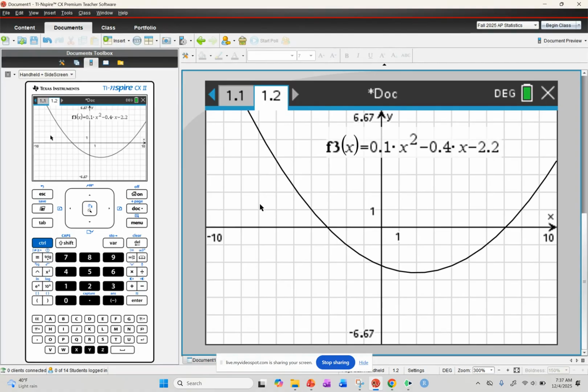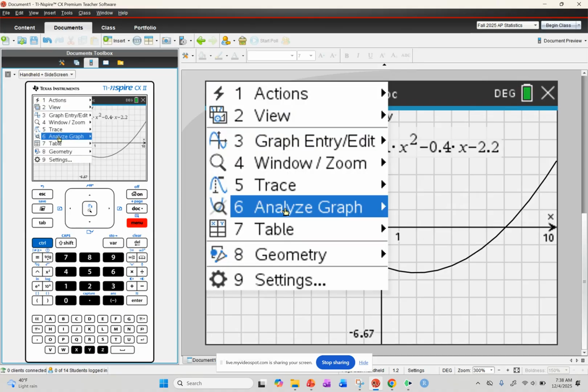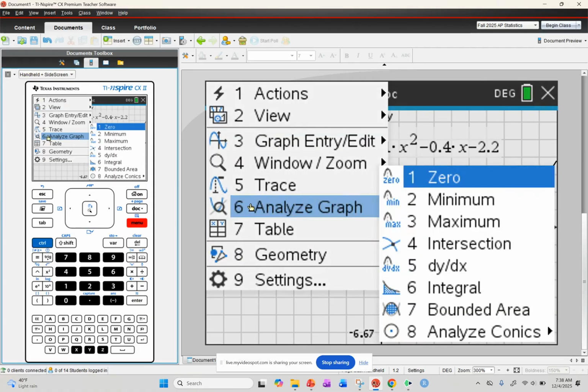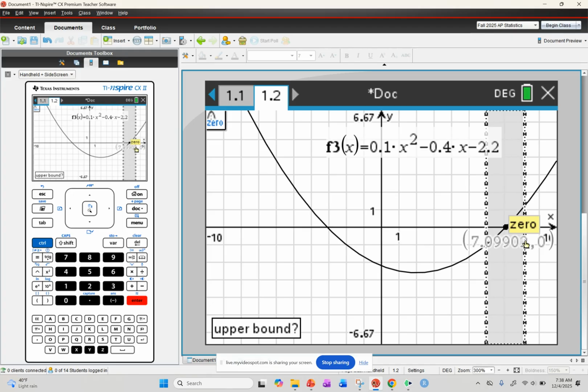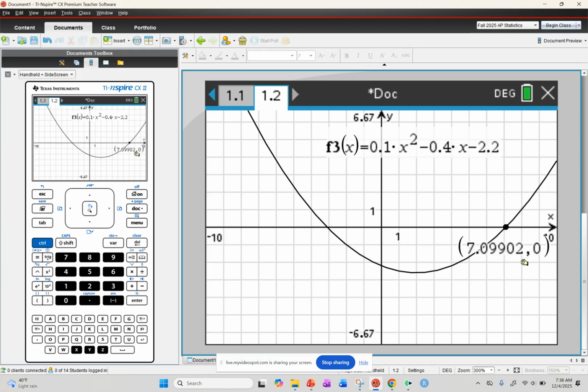I'm using that x-intercept to identify the 0, but please notice if you go to menu, which does all the cool stuff, and you analyze your graph, there's literally the option of zeros, right? Now, when it pulls this up and asks for a lower bound, you're going to make sure that your cursor is to the left of the x-intercept or 0 that you want. You just hit enter, and then upper bound, you go a little bit to the right, and then you hit enter. Okay, and so there's my 0.